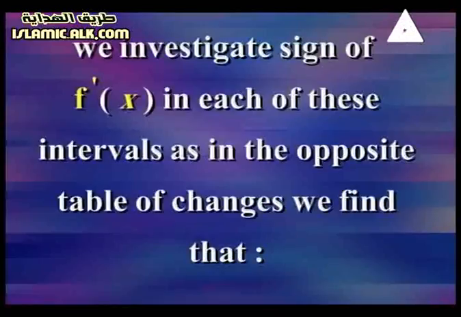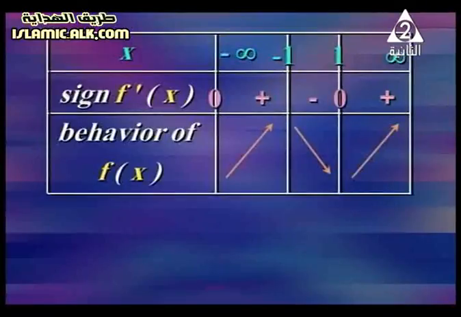these intervals, as in the opposite table of change. Look, dear student, the table: the first column x, then sign of f dash x, then behavior in the third column of f of x. The first interval is from negative infinity to negative 1, the second interval from negative 1 to 1, the third interval from 1 to infinity. The behavior of the function in the first interval is increasing. Why? Because the sign of f dash is positive.